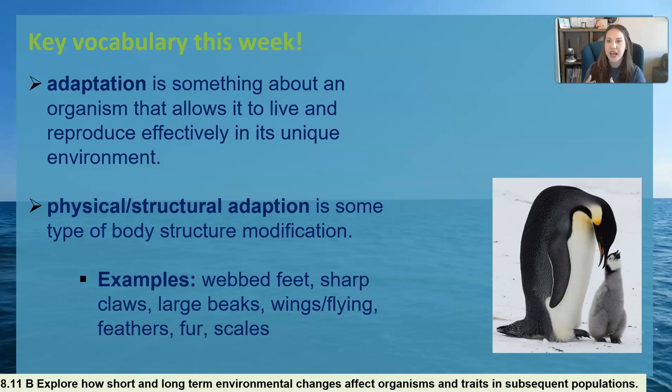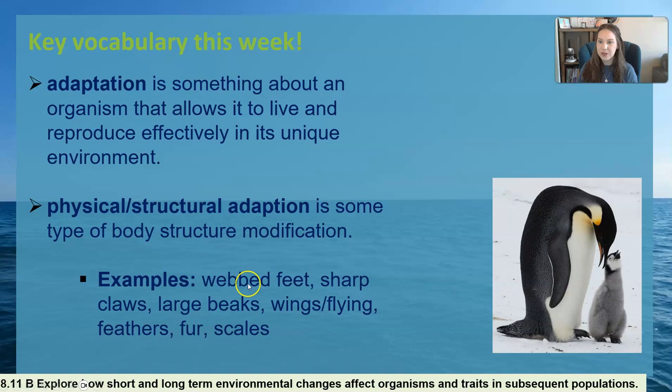So an adaptation is something about an organism that allows it to live and reproduce, that's the thrive part, effectively in its unique environment. And so this could be something structural or physical on its body that has some sort of modification, like webbed feet or sharp claws, large beaks, wings, feathers, fur, scales. All of these things are on the body of the organism that allow it to perform a certain task so that it can survive and thrive, reproduce offspring in its environment, okay?